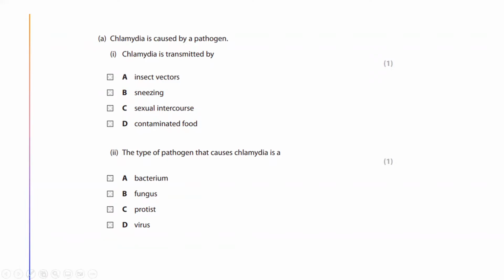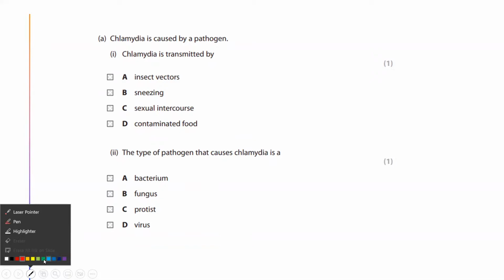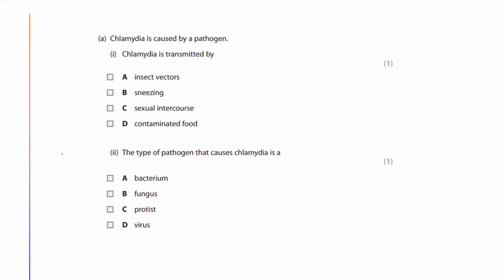So it's sexual intercourse. The type of pathogen that causes chlamydia, we just talked about this, didn't we? In this case, chlamydia is actually a bacterium. That's the singular of bacteria, bacterium.